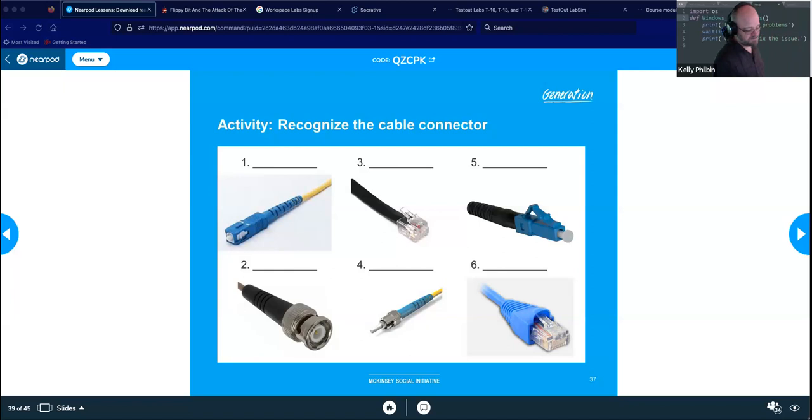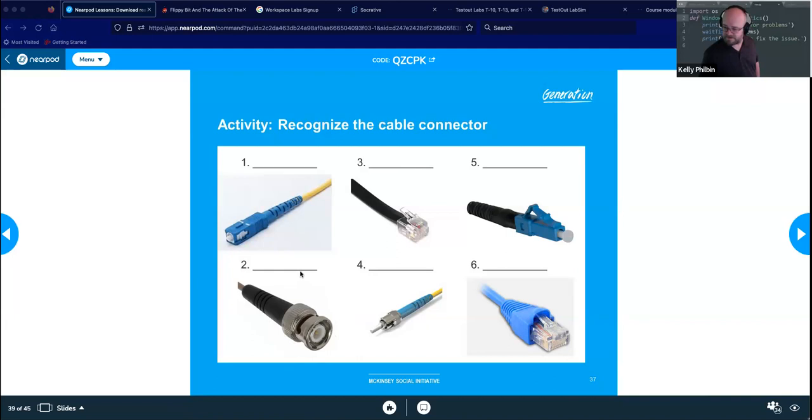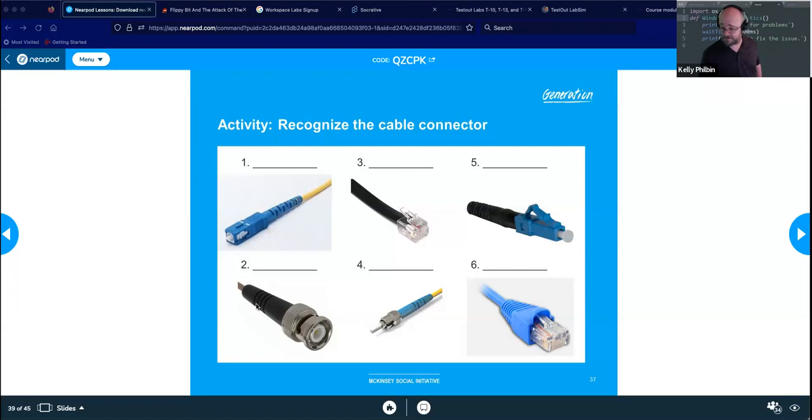All right. Anita, can you tell us what number two is? What type of connector are we looking at right here? Number two, bottom left. Oh, I don't see her. All right, grab another one here. Justin Wong, what are we looking at for number two? Oh, coaxial. It is a coaxial cable. What type of connector are we looking at?